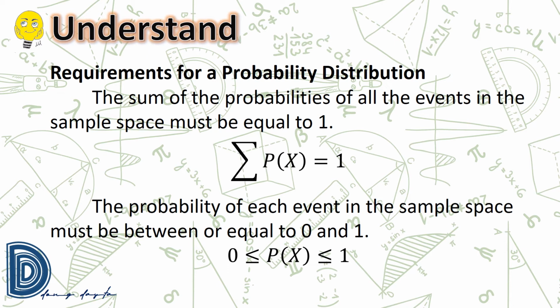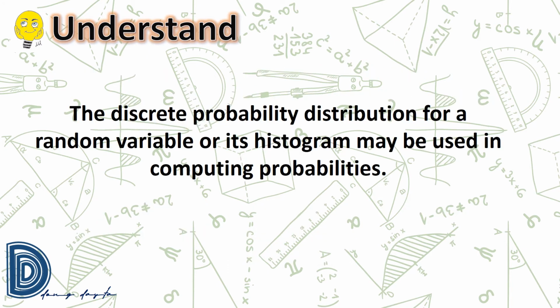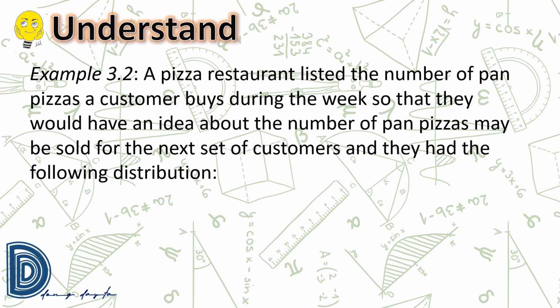The discrete probability distribution for a random variable or its histogram may be used in computing probabilities. Let us have example 3.2. A pizza restaurant listed the number of pan pizzas a customer buys during the week so that they would have an idea about the number of pan pizzas that may be sold for the next set of customers, and they had the following distribution.